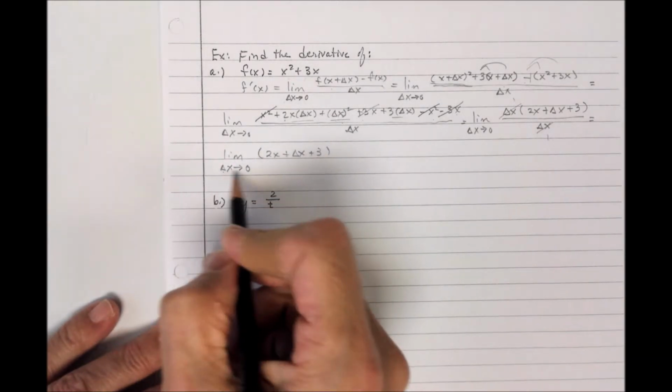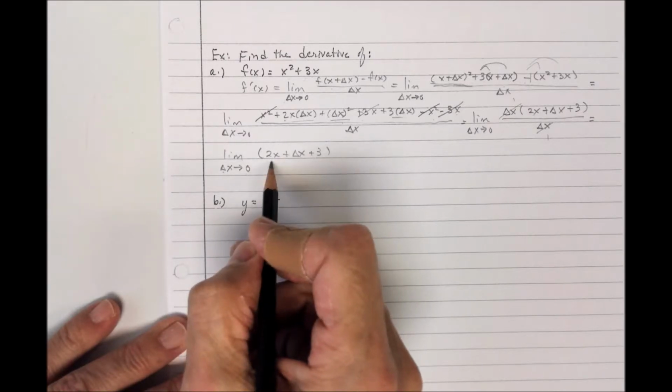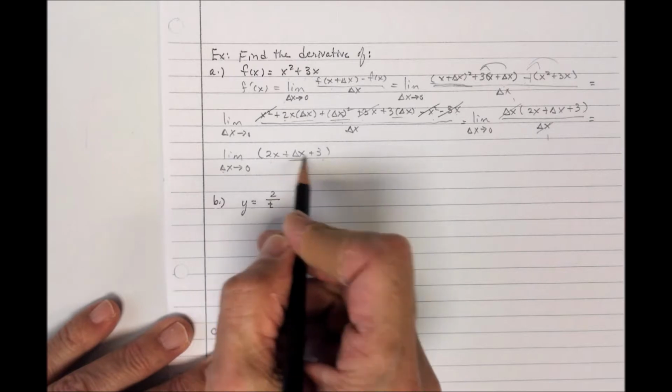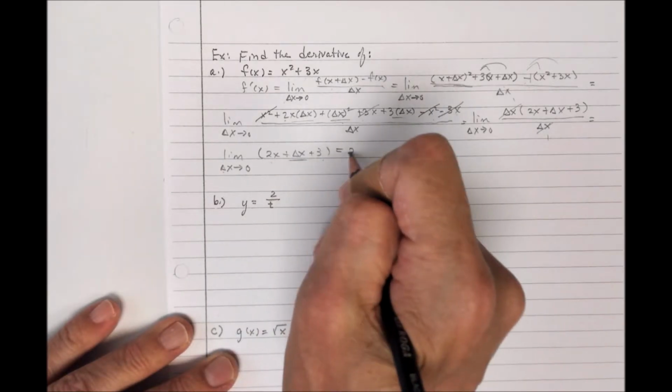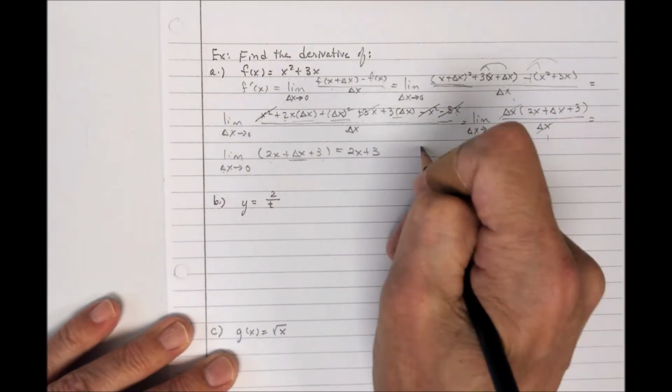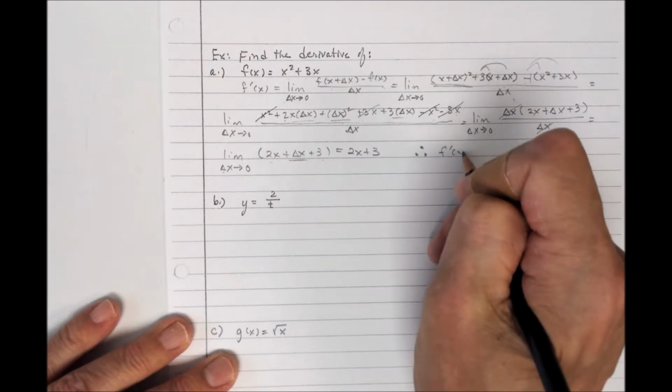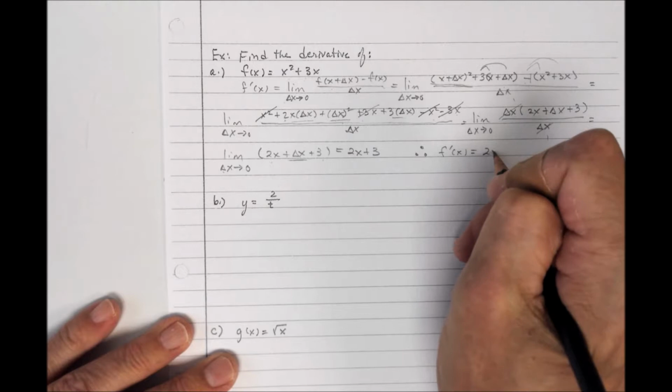Well, as delta x goes to 0, this term is unaffected, this term is unaffected, but this is going to go to 0. So I have 2x plus 0 plus 3. This is 2x plus 3. Therefore, f prime of x is equal to 2x plus 3.